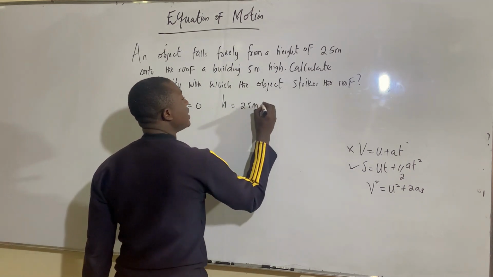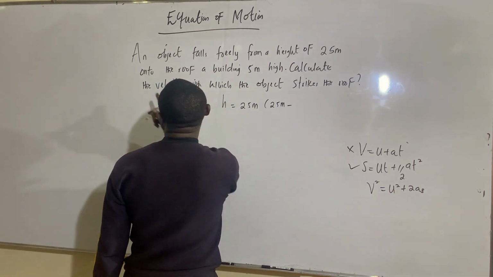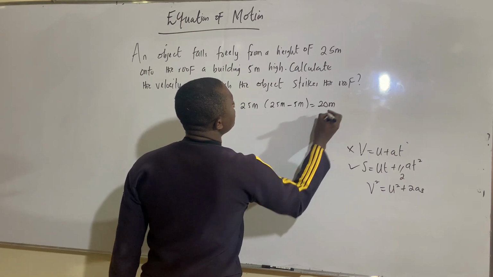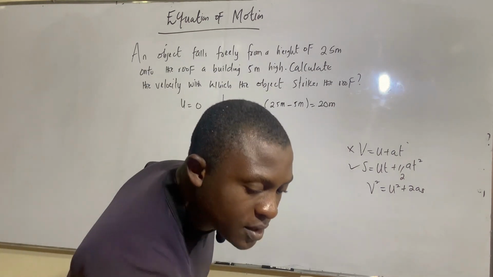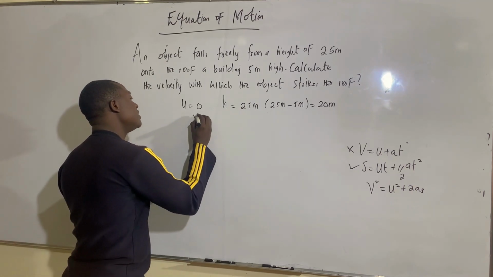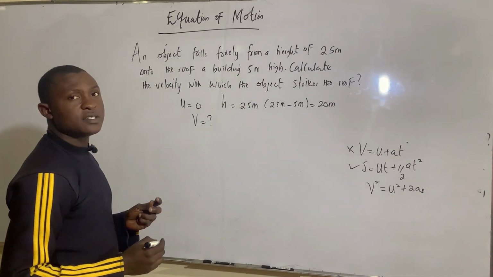So how are we going to do that? Just take 25 meters, then minus the 5 meters that we're given. So here we are going to have 20 meters. After that, they now said calculate the velocity, meaning we are looking for the v with which the object strikes the roof.